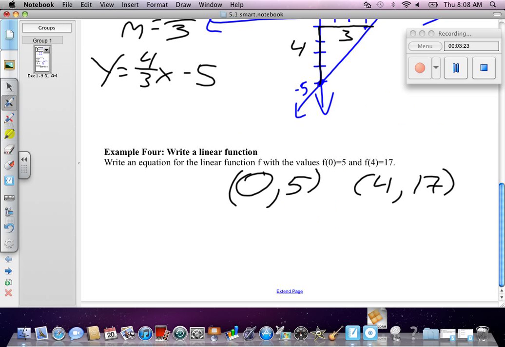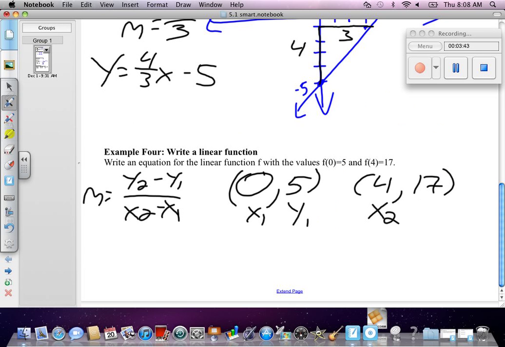Correct, Tyler. We're going to find the slope, and we know the equation for the slope is y2 minus y1 over x2 minus x1. So what am I going to label 0? 0 is going to be x1. And 5 is going to be y1. Good. 4 is going to be x2. And 17 is going to be y2. Good. Now I'm going to go 17 minus 5 over 4 minus 0.